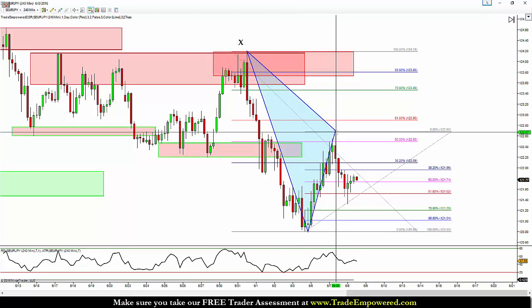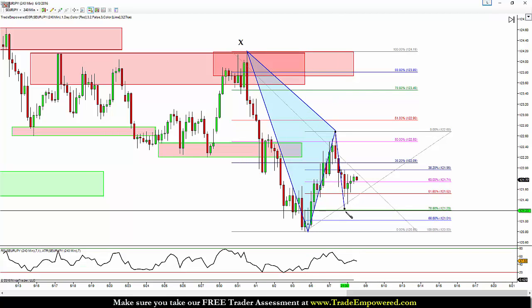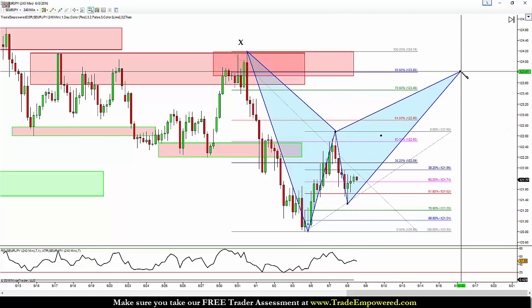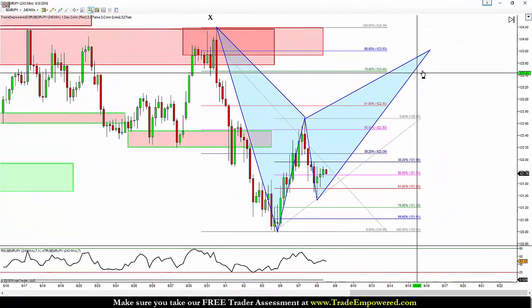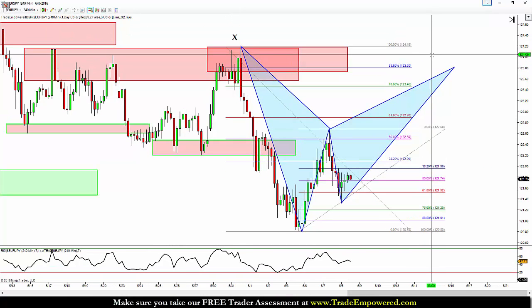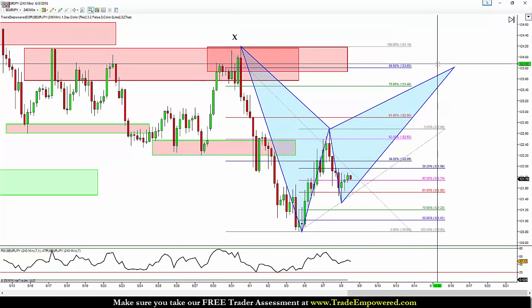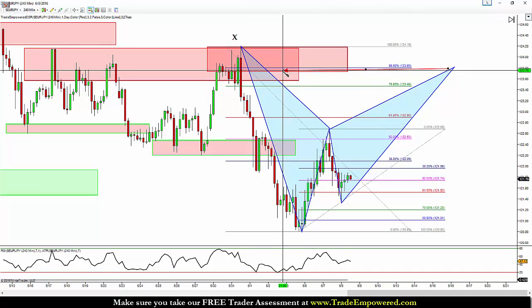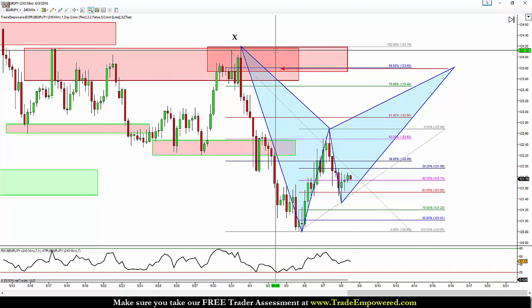X to A, A to B, B to C, looking for a CD completion up at our 886, which is going to be 123.80. But potential bat formation here, 123.80. If you look left, this is right in the higher zone we were looking at for our potential short opportunity.